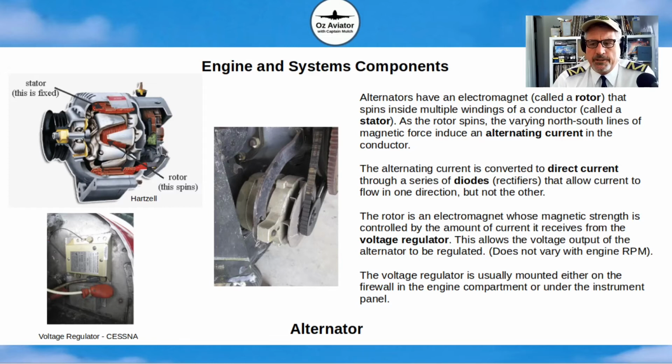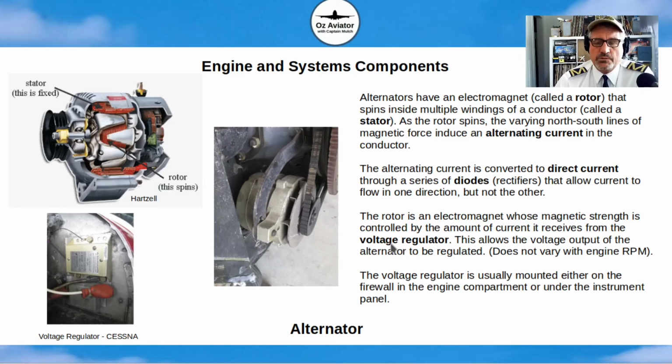Now, varying your engine speed can lead to a variation in the amount of power produced by the alternator. To guard against this, there's a voltage regulator, which is a box of magic tricks. It monitors the amount of power being produced by the alternator. If the RPM of the engine decreases, it sends some more current to the rotor and increases the amount of power being produced by the alternator. And this is what's called a voltage regulator.